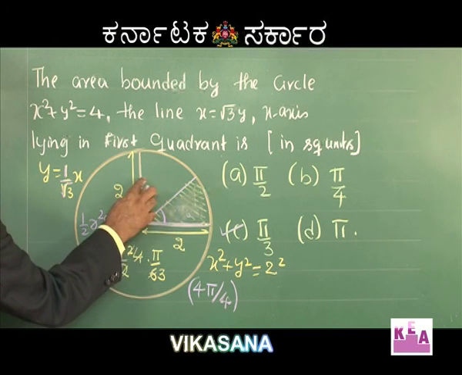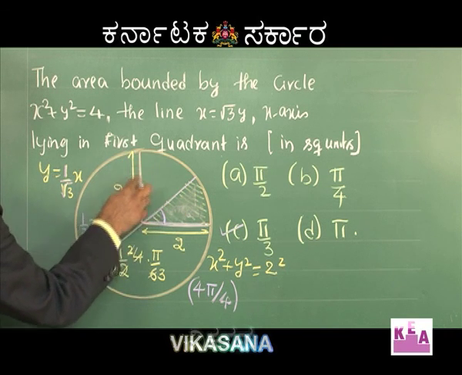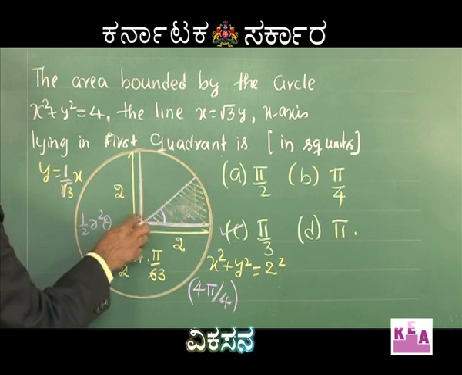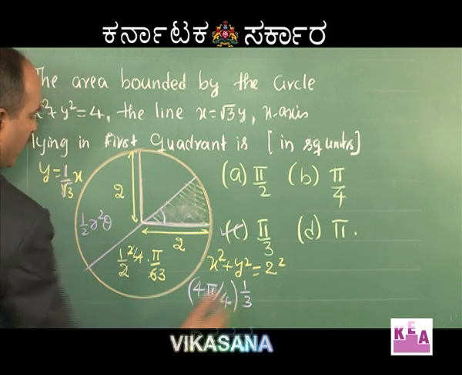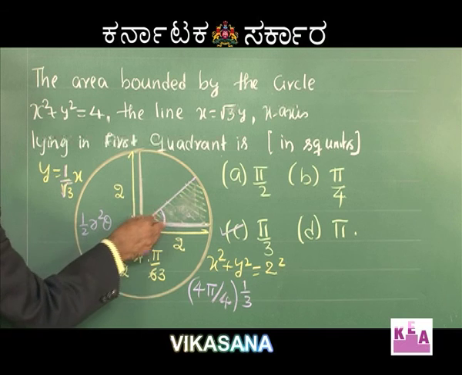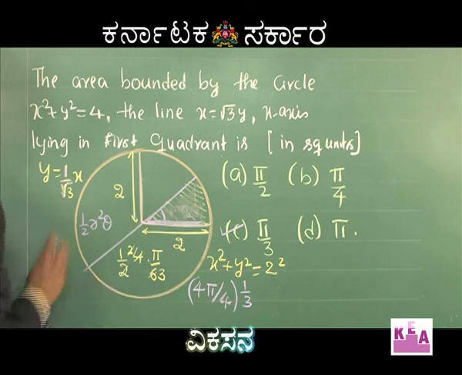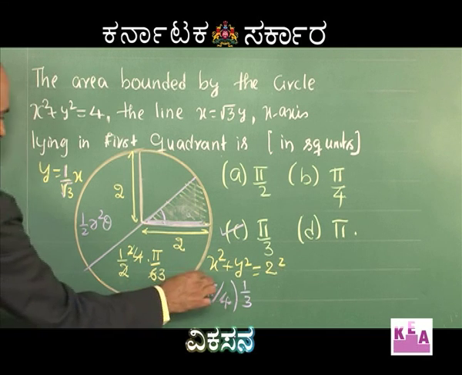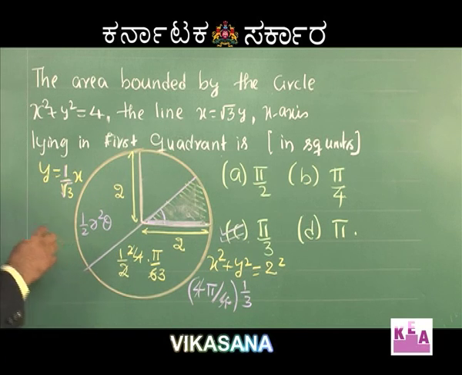If this is 30 degree, this will be 60 degree. 30 degree is 1/3 of 90 degree. Therefore, I can multiply with 1 by 3. I repeat, this is 30 degree, which is 1/3 of 90 degree. So, I am dividing by 3. So, you will get 4 cancels, pi by 3. Option C is correct, even in the second method also.